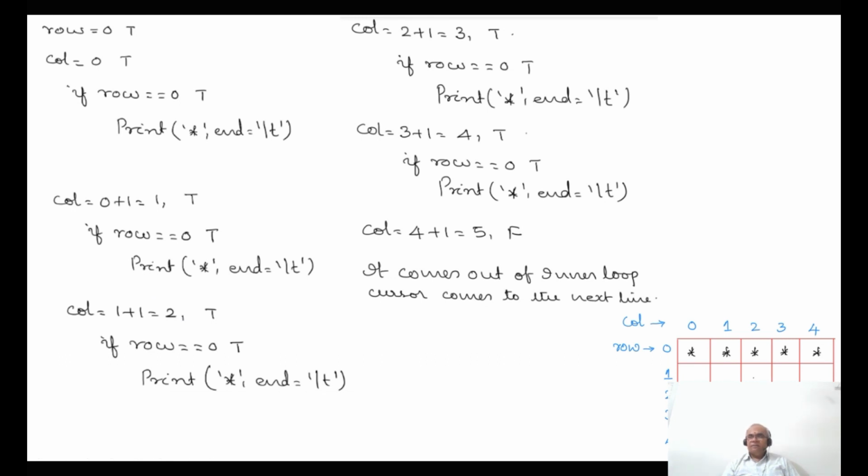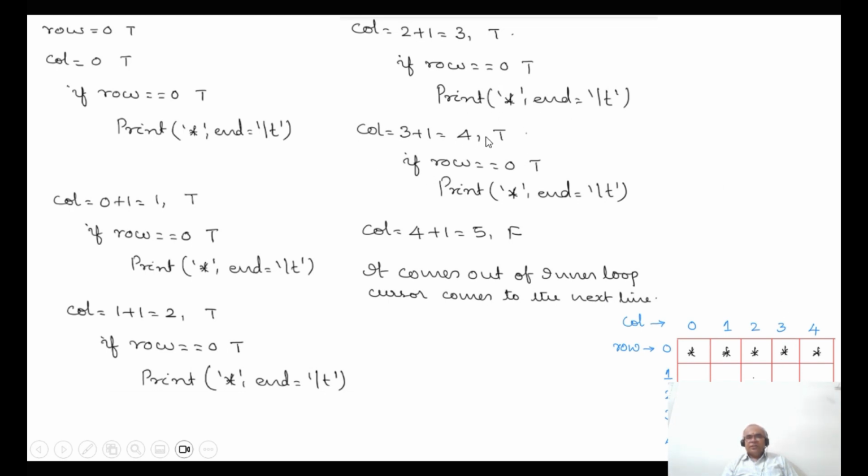So 1 plus 1 it becomes 2. Okay. Is 2 within 5? Condition is true. Then row is equal to 0. Yes, condition is true. Print star. That is here. Then 2 plus 1 it becomes 3. Condition is true. So that means you are coming to this now. In that, row is equal to 0, yes, print star. So we are printing star here.